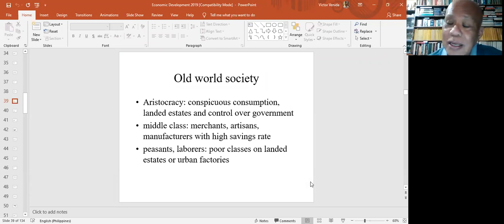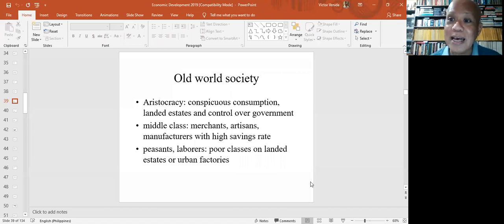So they are wealthy. They are millionaires. They have very high incomes, but they're called middle class because middle class meant that they were not aristocrats, but they were not the lower classes. They're not the peasants and laborers, which I'll discuss later.